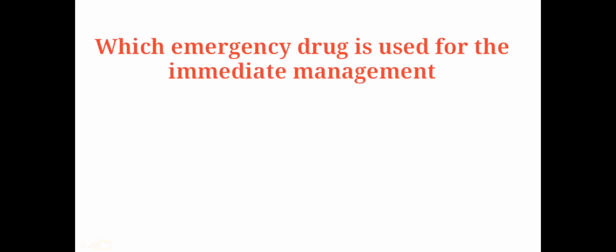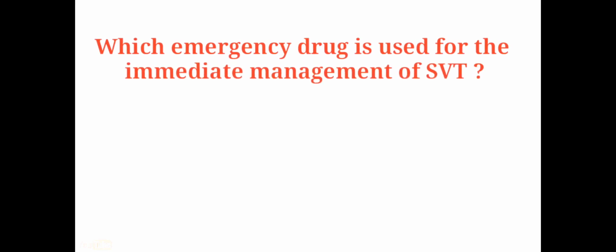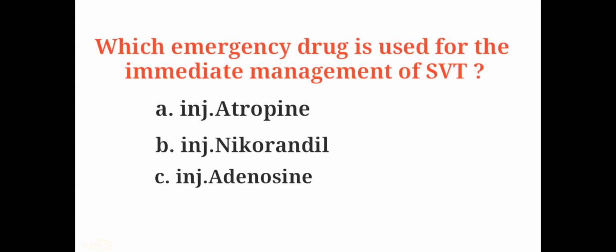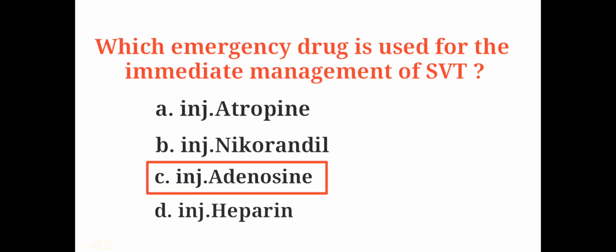Which emergency drug is used for the immediate management of SVT, supraventricular tachycardia? A. Injection atropine, B. Injection nicorandil, C. Injection adenosine, D. Injection heparin. And the answer is C. Injection adenosine. The emergency drug which is used for the immediate management of SVT is injection adenosine.